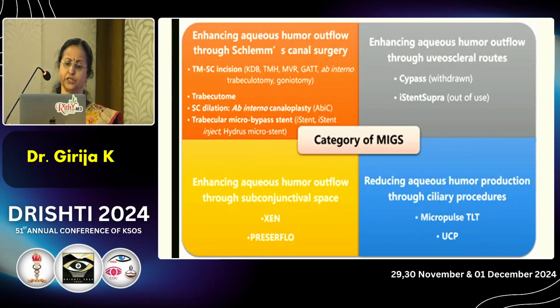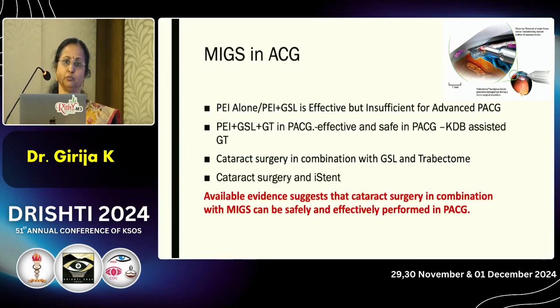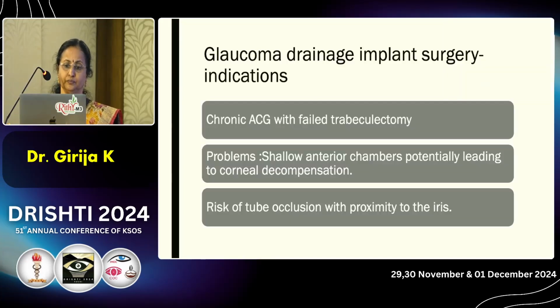The newer options are the minimally invasive glaucoma surgeries. The various options are there, and these are nowadays being tried along with phacoemulsification. Any procedure can be combined, and available evidence suggests that cataract surgery in combination with MIGS can be safely and effectively performed in angle closure, but long-term studies are required to see the results.